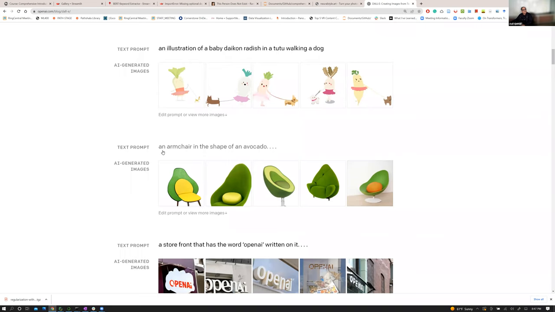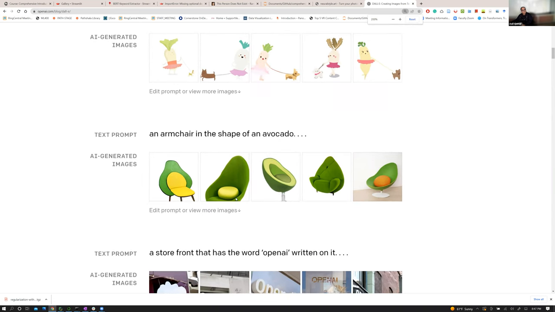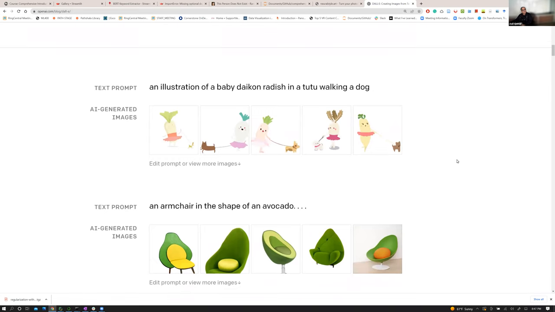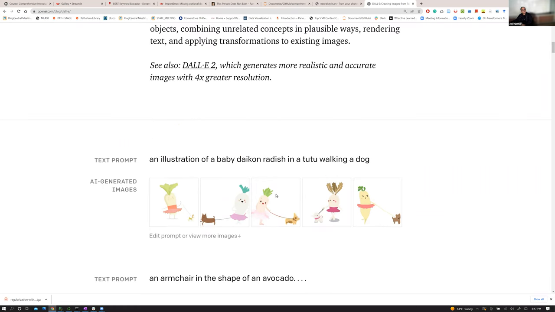So do you notice this here? An armchair in the shape of an avocado. And it produces these chair designs. And most of you would agree this looks pretty realistic, isn't it? Would you all agree that this looks realistic? Right? You can say an illustration of a baby daikon radish in a tutu walking a dog. You can ask for the most impossible situations and it will start doing it, right?